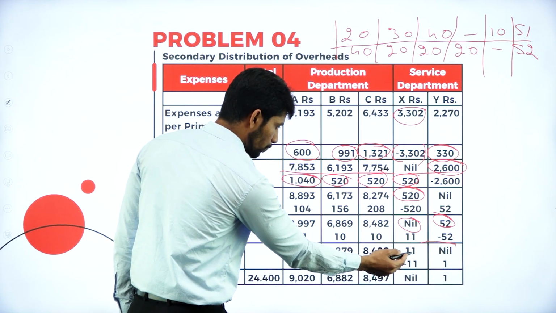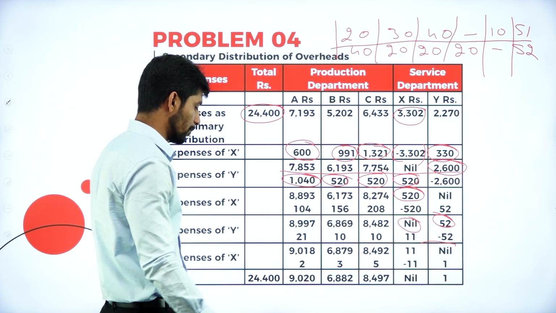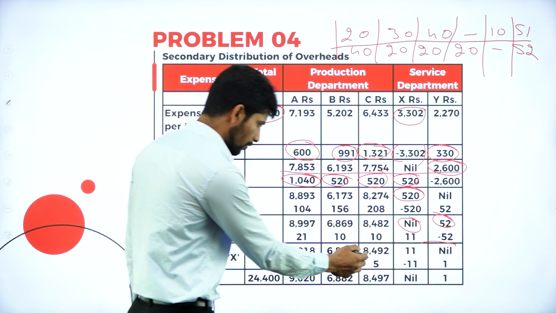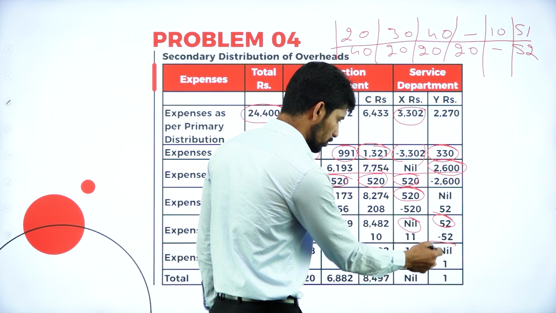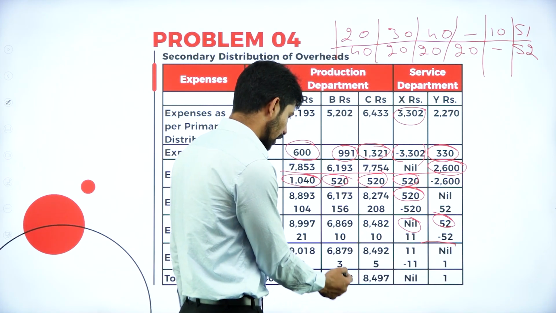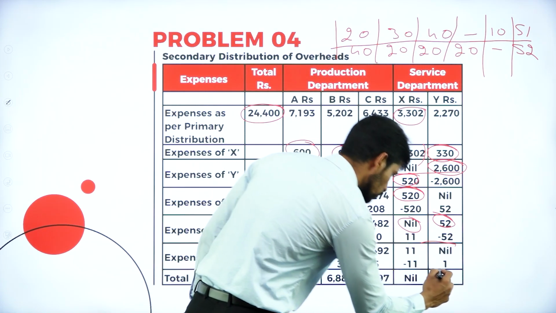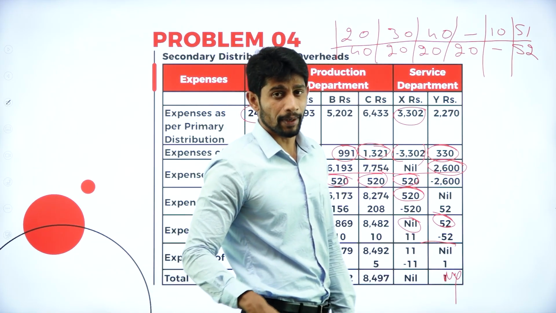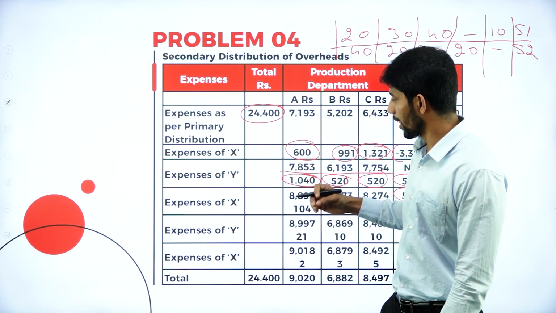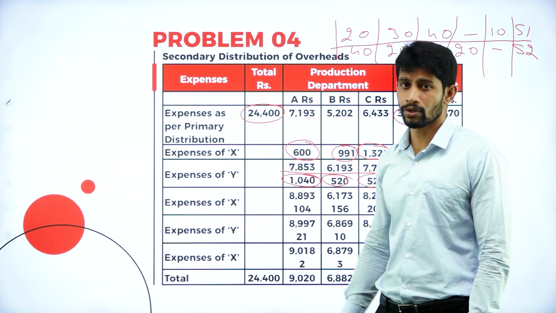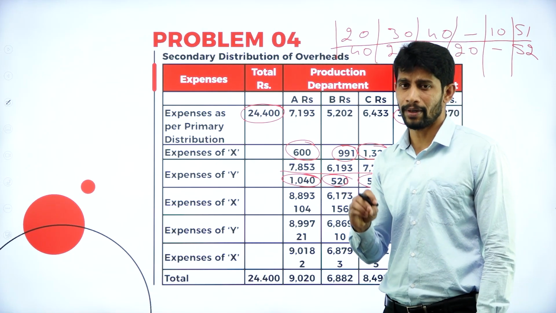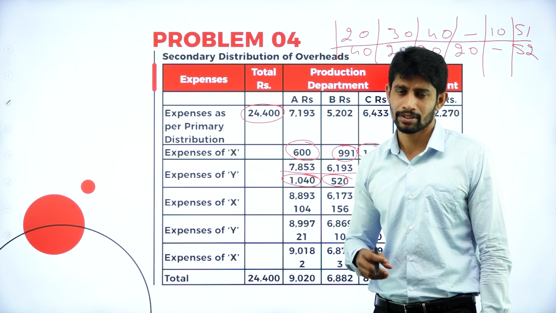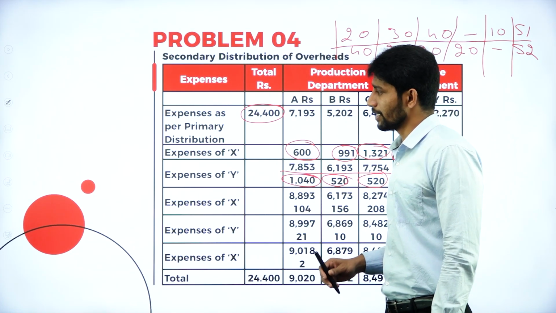Now you have 11 rupees. Distribute that 11 rupees among other departments. You will get 2 rupees, 3 rupees, 5 rupees and 1 rupee. This 1 rupee is taken as the nil value, and you have distributed among the production departments A, B and C. This is how we distribute the expenses of service departments to other departments until you get 0 for that department. This is how we do the secondary distribution.